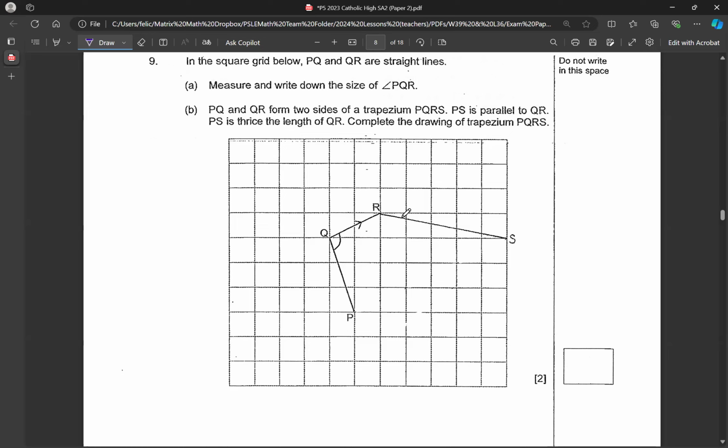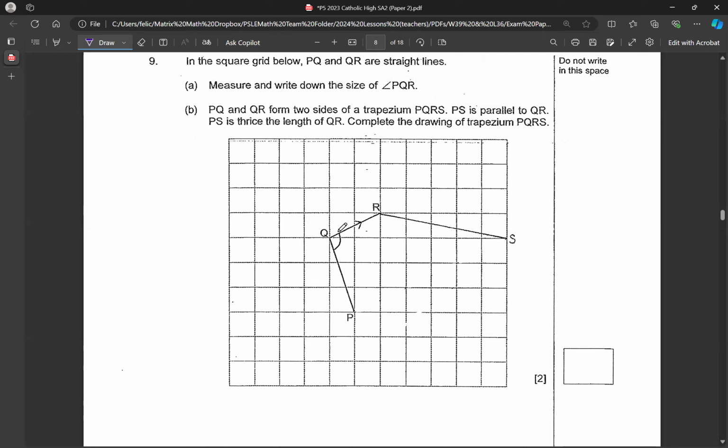I think by right they shouldn't have drawn this RS for you. So this is a mistake now. This was a student's work previously. So actually in the exam question, they only give you this line and this line. So now how do you figure out where is the point S? Let's pretend point S isn't here. So they say PS is thrice the length of QR.